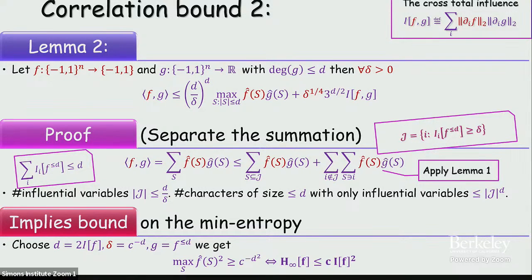So if again we take D to be twice the total influence, and delta to be exponentially small in the influence, and again G to be the lower degree part, then putting all of this in the correlation bound, we get that we have at least one Fourier coefficient which is large, larger than exponentially small in the total influence squared, which gives us exactly what we know from the Friedgut theorem, that the min entropy is at most the total influence squared.